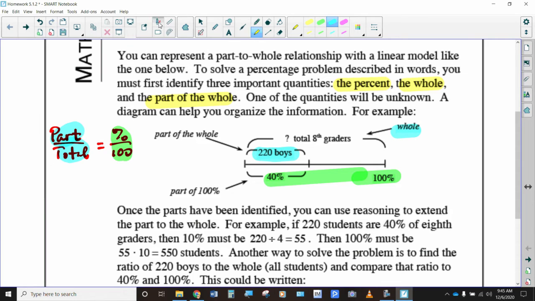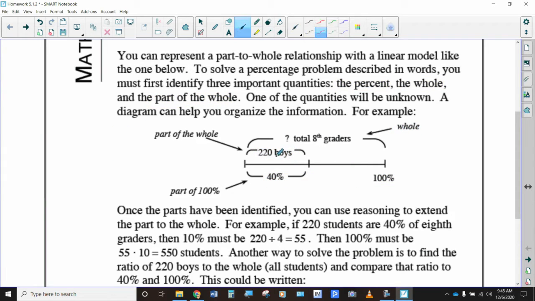Okay, so with that being the case, it looks like here we've got our percent is 40 and our 100% always goes on the bottom. There's always 100 there, and then the part is 220. And what we would need to figure out is what was the total. So that's where our x is going to go. So if we could find a giant one that we could multiply times 40 to give us 220, we would multiply 100 times that, and that would give us our total.